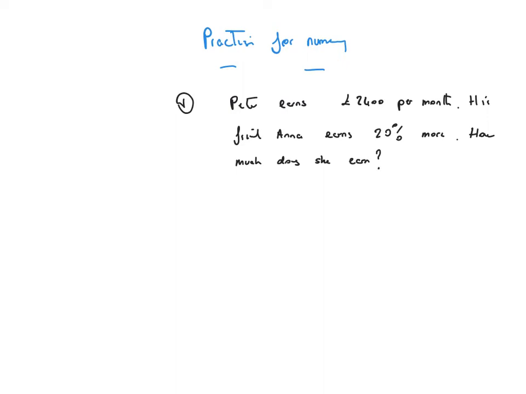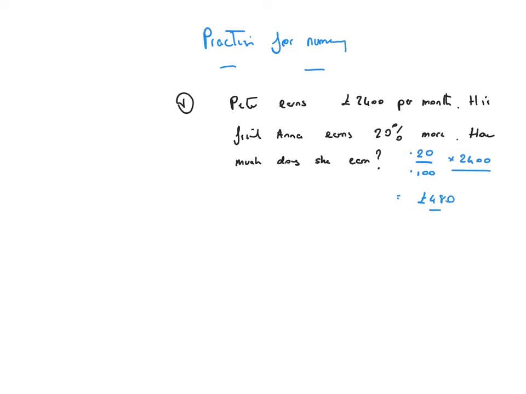Okay, so the first thing is, let's establish what 20% is. A percentage is a fraction out of 100. So it's 20% of 2,400. Let's put that into the calculator. So 20 divided by 100, get an answer for that, and then multiply that answer by 2,400. And that'll give you £480.